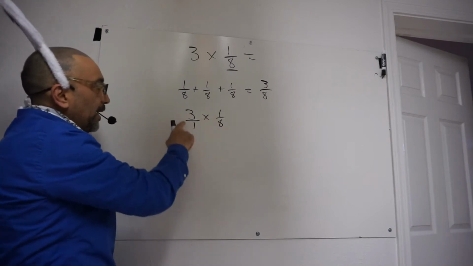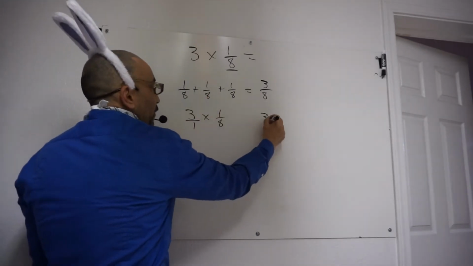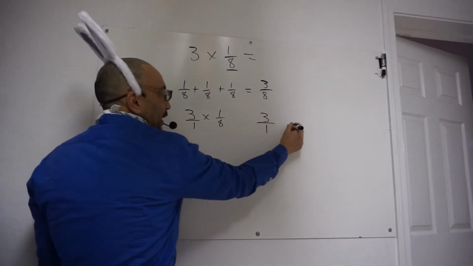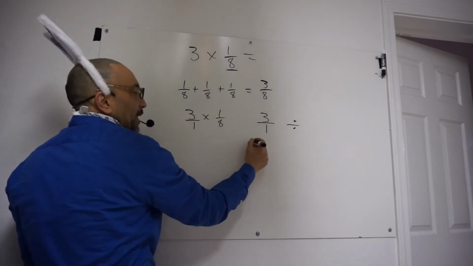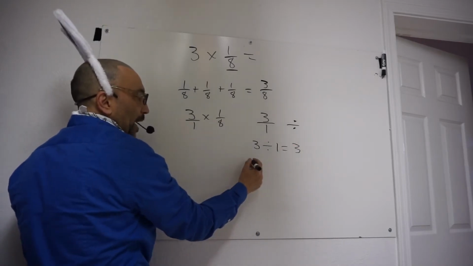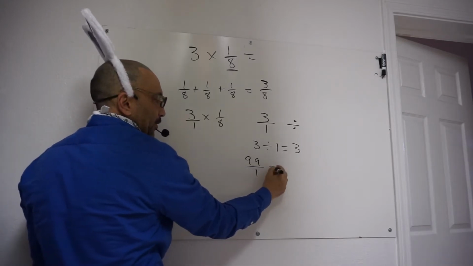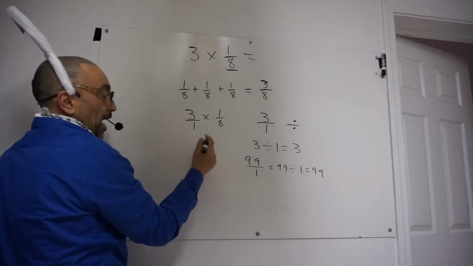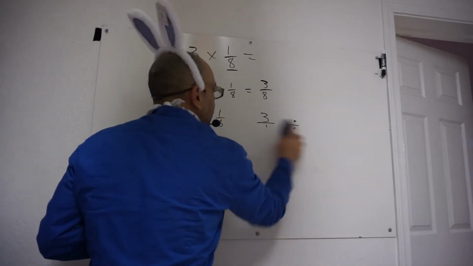So when we multiply, 3 as a fraction is written this way. The reason is because it means 3 divided by 1. This little thing means a division sign. So when you do that, that's like saying 3 divided by 1, which equals 3. And that would work for any number. 99 divided by 1 equals 99. So any whole number you want to make a fraction, like 5, you just put a 1. All right, let me erase this.